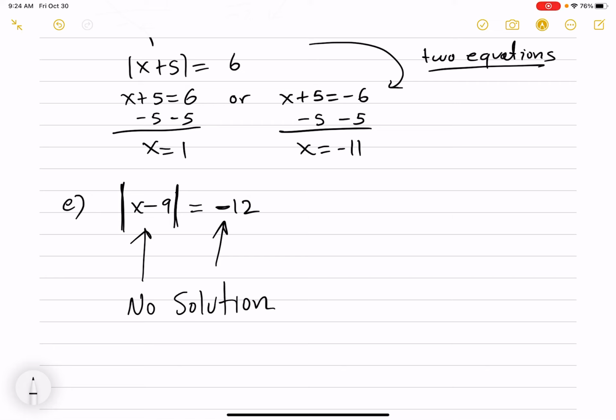A problem like this would have no solution when you end up with a negative outside, and you have to make sure the bars are entirely by themselves first.